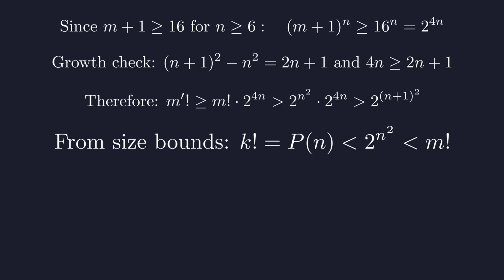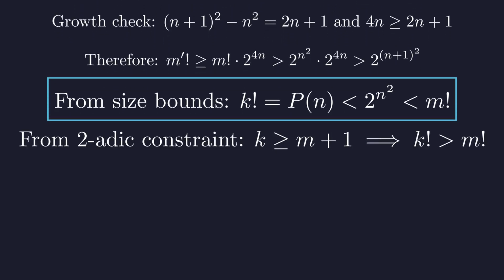Now we can assemble the first part of our contradiction. The original value, k factorial, is equal to p of n. We know p of n is less than 2 to the n squared, and we just proved that for n greater than or equal to 6, 2 to the n squared is less than m factorial. This chain of inequalities proves that k factorial must be strictly less than m factorial.